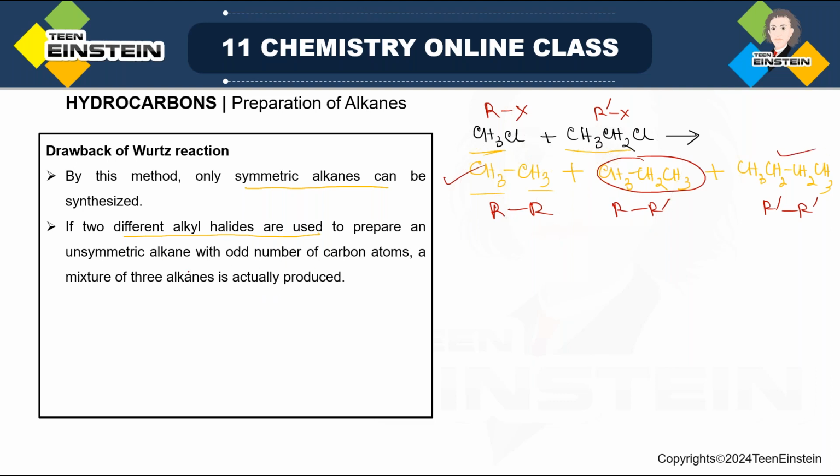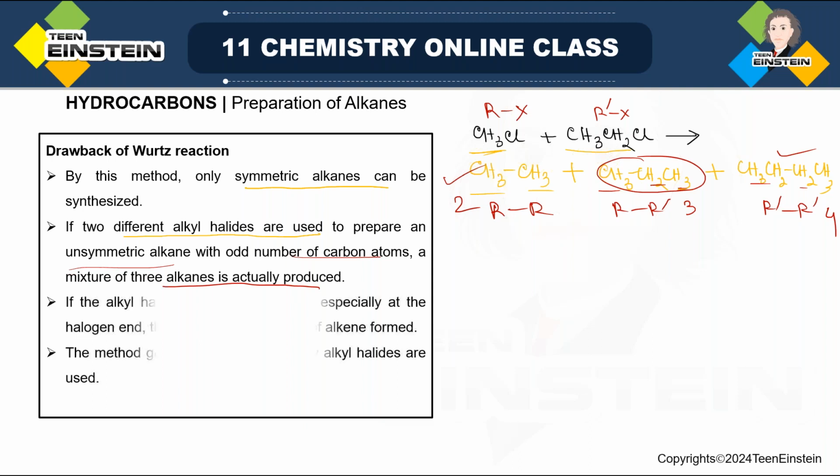So when we are doing so, to prepare an unsymmetrical alkane with an odd number of carbons, here the carbon number is 3, and these two are even, 4, 2, 3, 4. A mixture of 3 alkanes is actually produced. So this is the problem we are facing here, so we cannot prepare it.